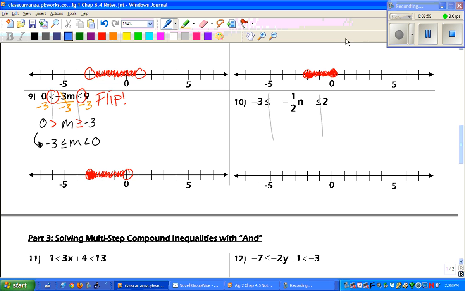Now, to get rid of a fraction, we need to remember that we need to multiply by the reciprocal. And when you do that, you get +6, n, and -4. We multiplied by a negative, so we have to flip the signs. And then after we flip the sign, we have to rewrite that.